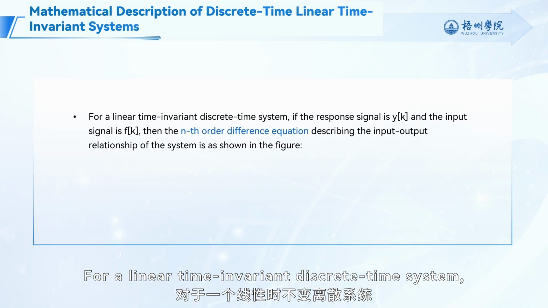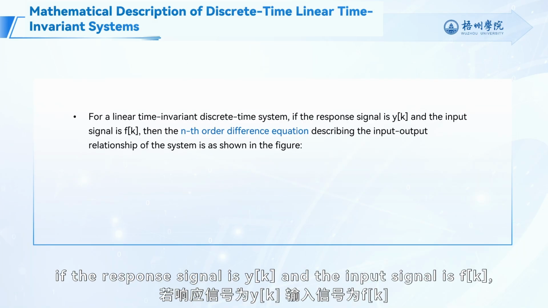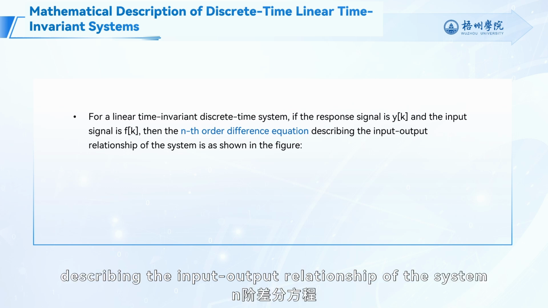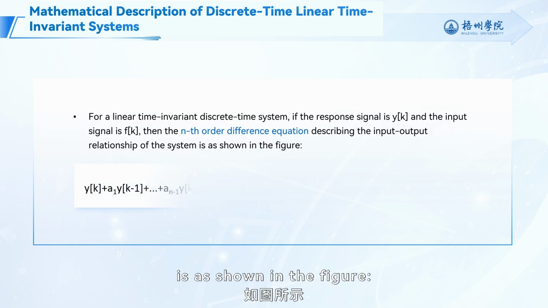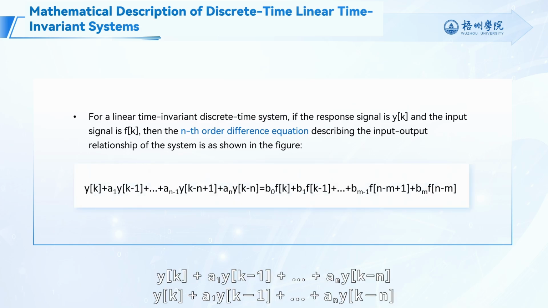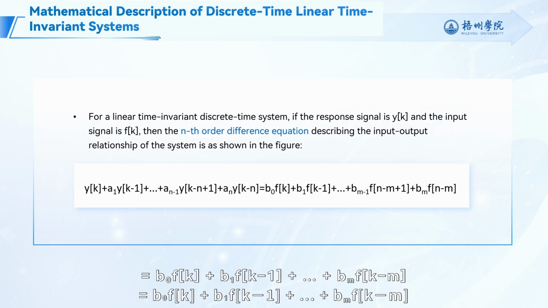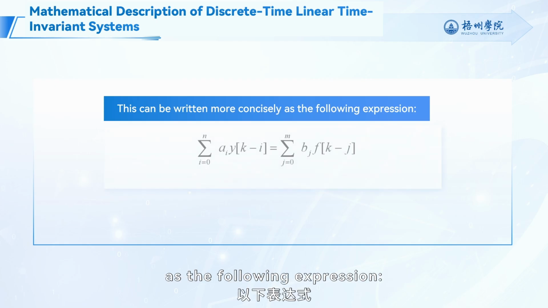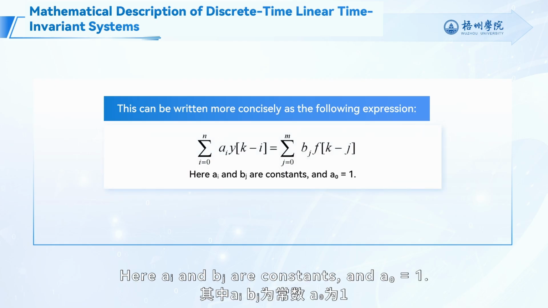For a linear time invariant discrete time system, if the response signal is y of k and the input signal is f of k, then the nth order difference equation describing the input-output relationship of the system is as shown in the figure. y of k plus a1 y of k minus 1 up to an y of k minus n equals b0 f of k plus b1 f of k minus 1 up to bm f of k minus m. This can be written more concisely as the following expression. Here, a sub i and b sub j are constants and a sub 0 equals 1.